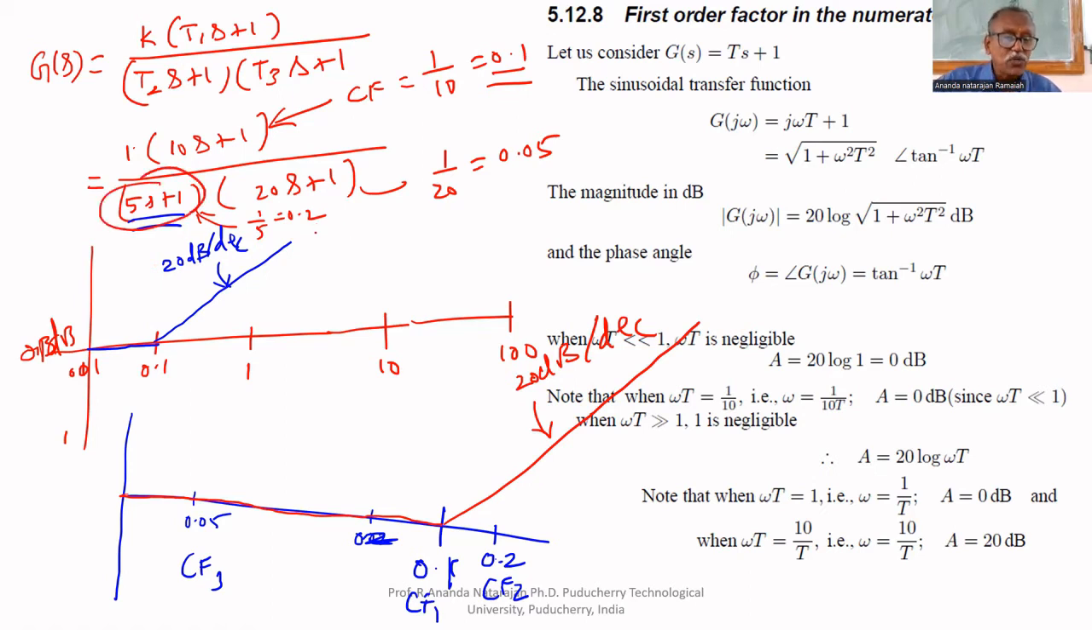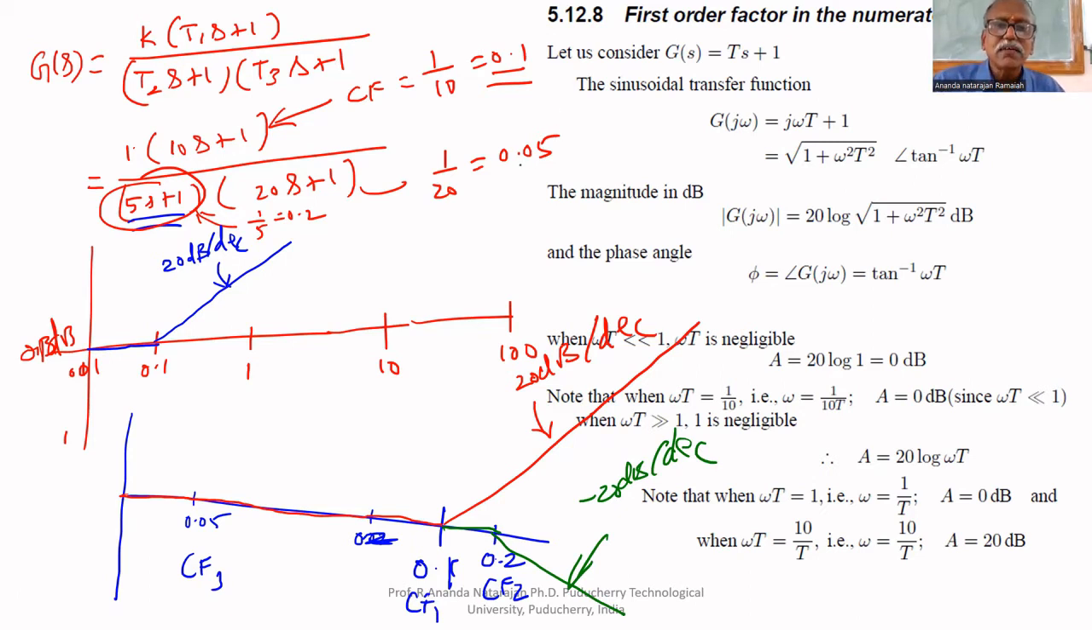Corner frequency is 0.2. Therefore, up to 0.2, it is 0. After that, it decreases at the rate of minus 20 dB per decade.